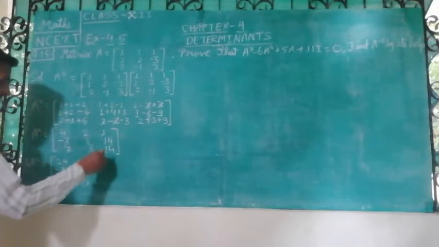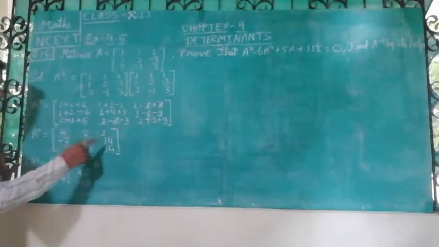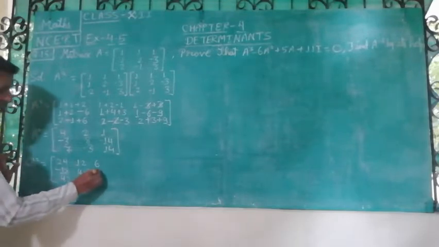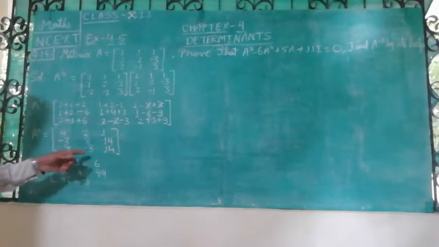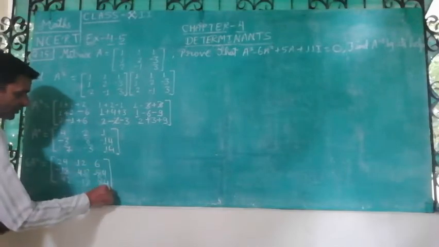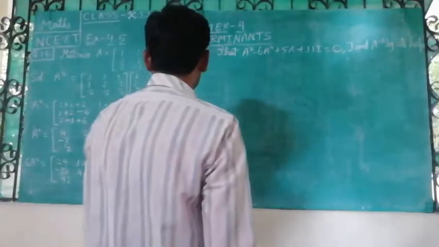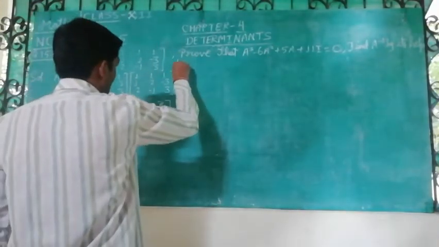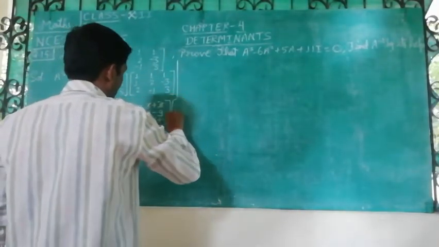Now 6 1s are 6, and 14 6s are how much? 84. And 14 6s are again 84, but here it is negative 84 and here it is positive 84. So it is 6A square. Now what is required more? 5A is also required. So let us find out 5A also.